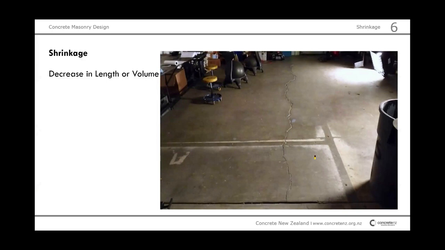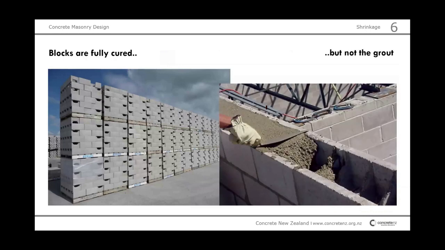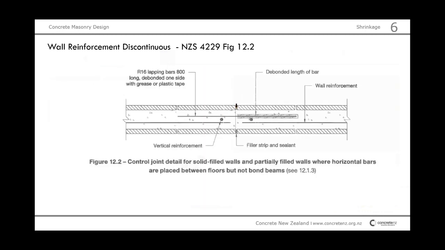But in other words, we can't prevent the concrete from cracking. But what we can do is tell the concrete where to crack. And this we do by shrinkage control joints. Coming back, obviously we don't have to consider the blocks. The blocks are fully cured, but we have to consider the grout. That's why we place shrinkage control joints in the grout.